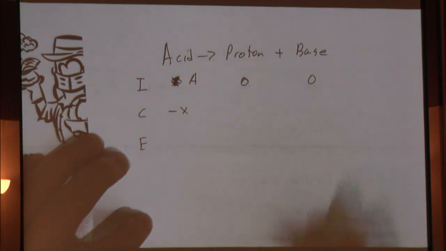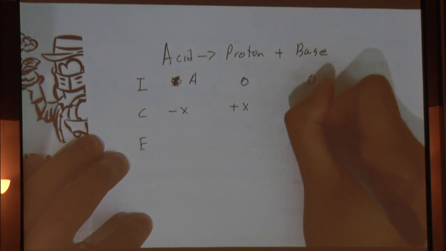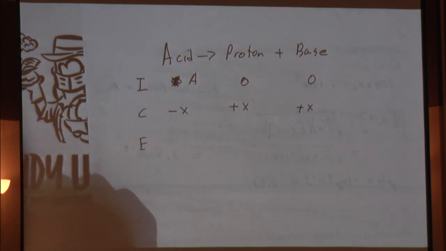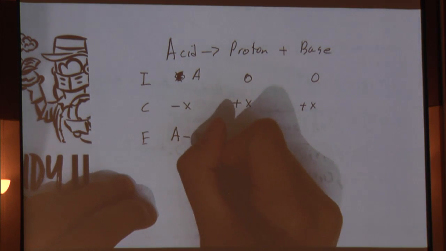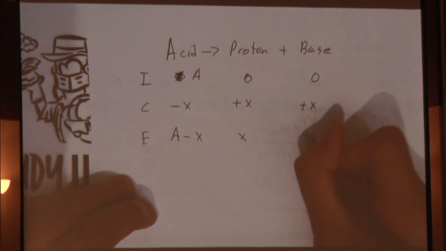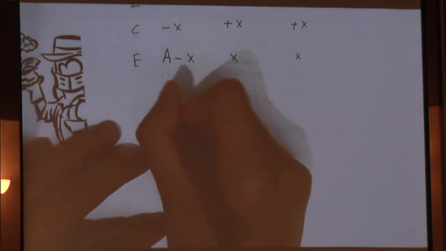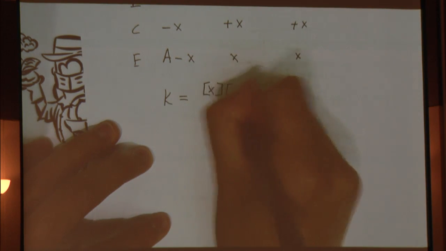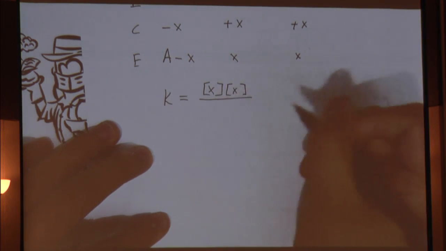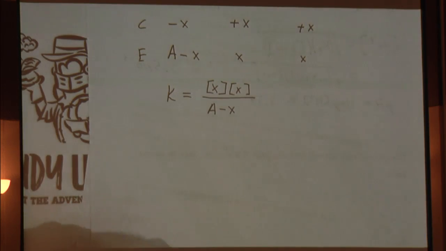Then our change is minus X for our acid, plus X for our proton, and plus X for the base. For this one, let's just assume that all of our coefficients are 1. Then our equilibrium is A minus X. Here we have 2 X's for our proton and base. And so taking this and putting this into our equilibrium expression, we have this equilibrium expression.